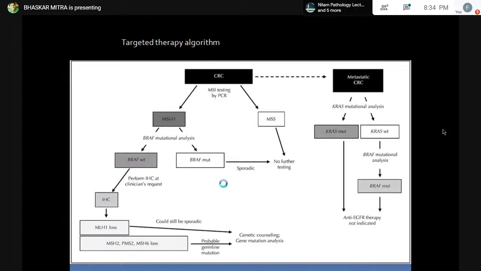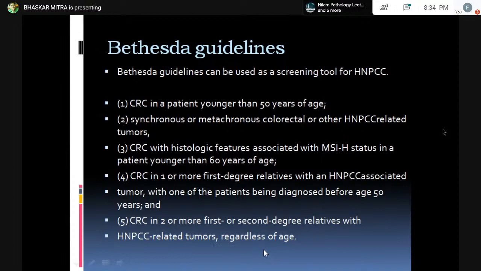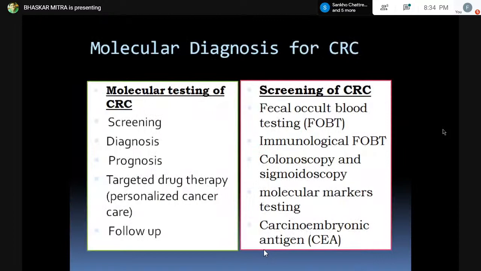These are the Bethesda guidelines, which determine the screening tool for the different HNPCC. I am not going into details of this. These are the different screening tests for colorectal cancer, like the fecal occult blood testing, immunological testing for fecal occult blood, colonoscopy, sigmoidoscopy, molecular markers testing, and non-invasive cancer markers, which are again important for the screening, diagnosis and particularly the prognosis. Molecular testings can be important for personalizing the targeted therapy response and also the follow-up.